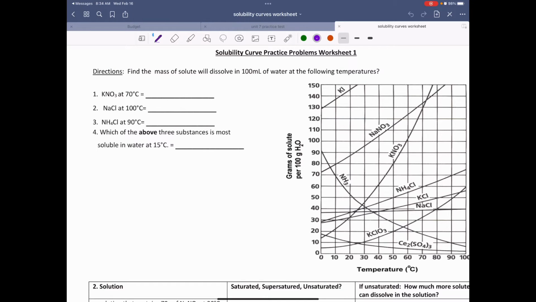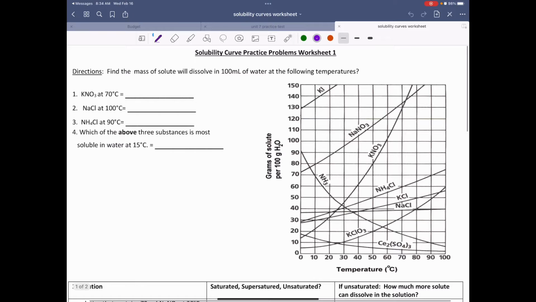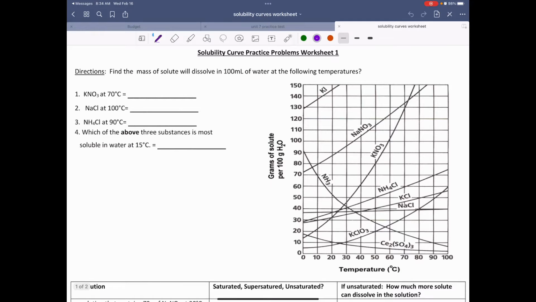Okay, here we're going to be working on the solubility curves worksheet for our new unit. So here you can see we've got a solubility curve graph of a bunch of different chemicals and their curves. Number one, potassium nitrate at 70 degrees. Remember, we're supposed to find the mass of the solute. So 70 degrees is right here.